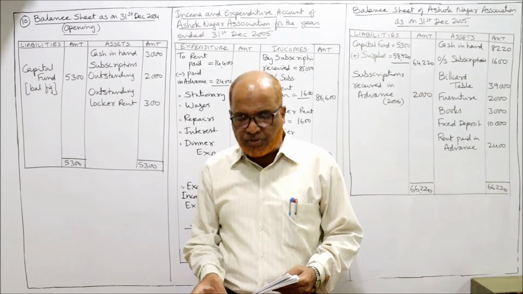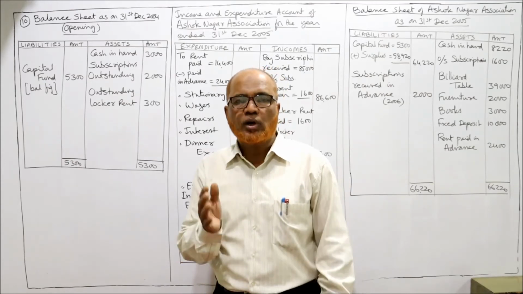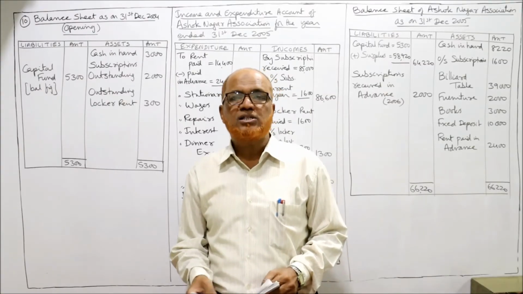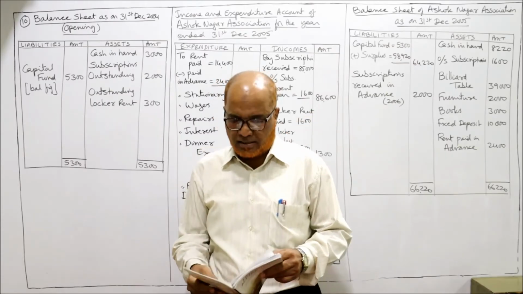Then subscription 1600 rupees is unpaid for 2005. So the current year's subscription outstanding is 1600. This will be added to subscription, and again it will be shown on the asset side.